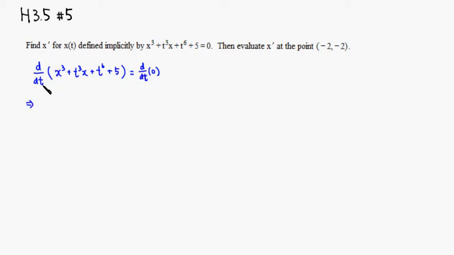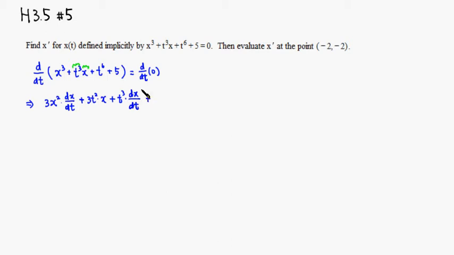Since you're taking a derivative with respect to t, take the regular derivative first, which is 3x squared, but you have to multiply by dx over dt. Then we have two things multiplied together, the first guy and the second guy, so I'm going to use the product rule. The derivative of t cubed is 3t squared, times the second guy, x, plus the first guy, t cubed, multiplied by the derivative of x, dx over dt.